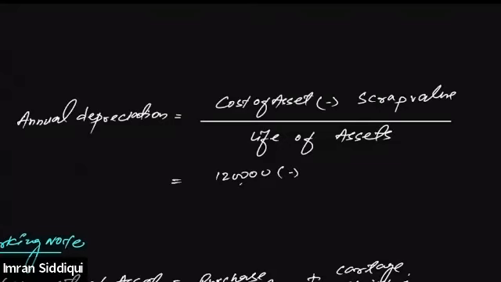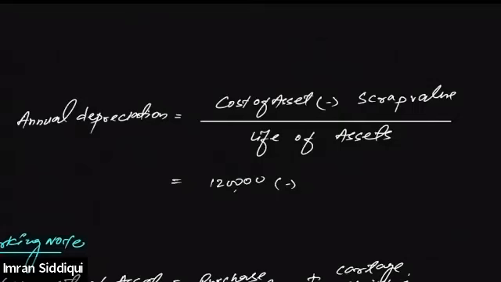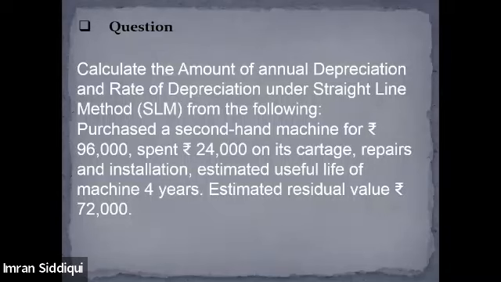And then we will subtract the scrap value. Let's find out whether the scrap value is given in the question or not. What do you think? Yes. At the end of this question, it says estimated residual value. Residual value means scrap value. Residual value is how much? It is 72,000. So we'll subtract that 72,000, and then we will divide this by the life of the asset. Life of asset is how many years? 4 years.